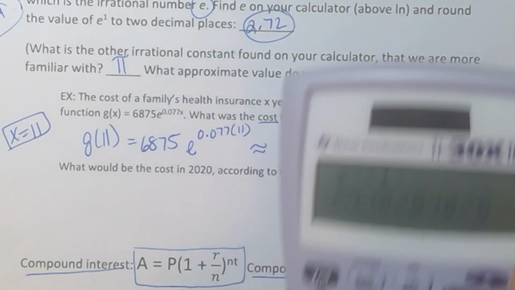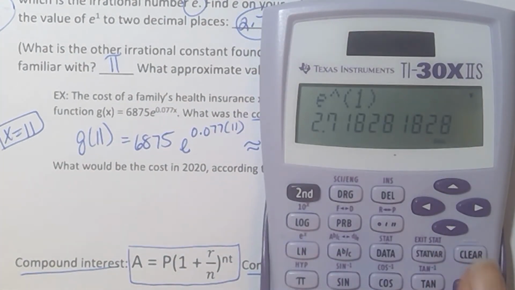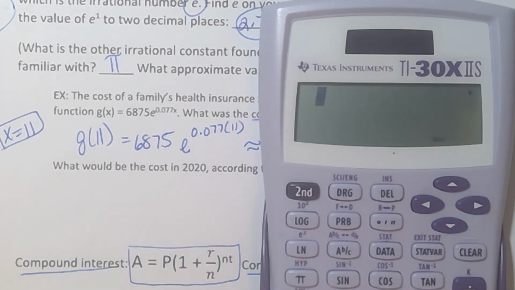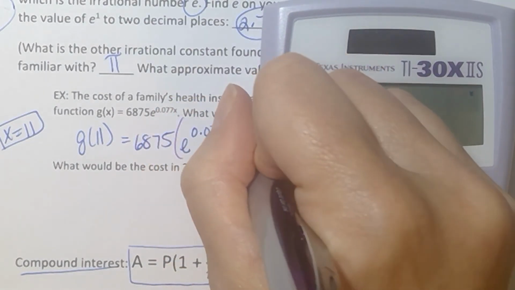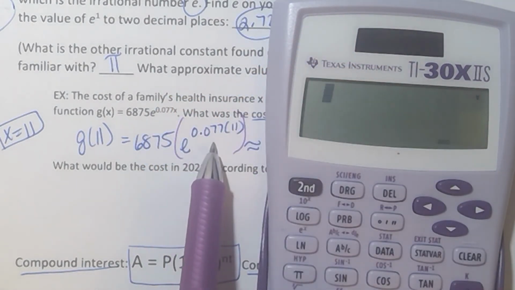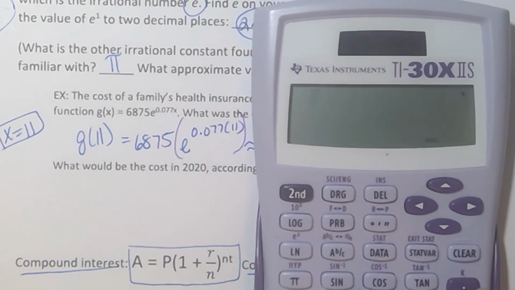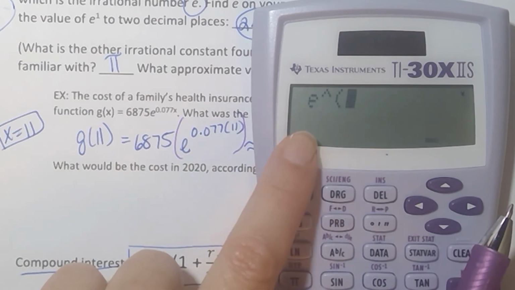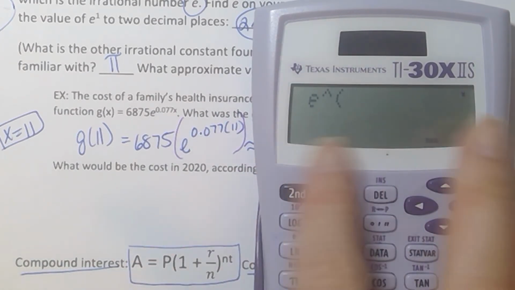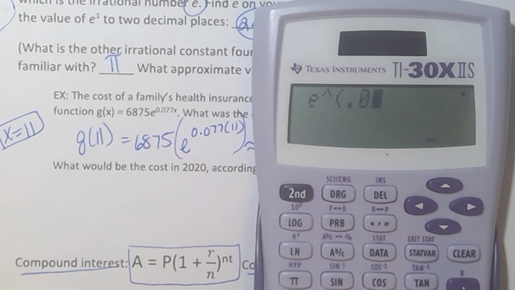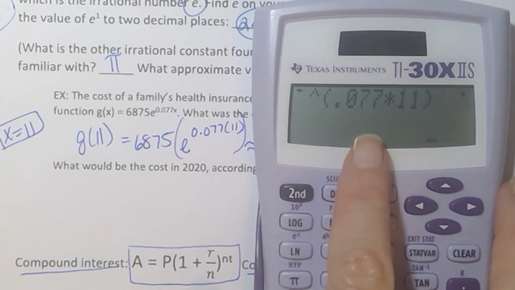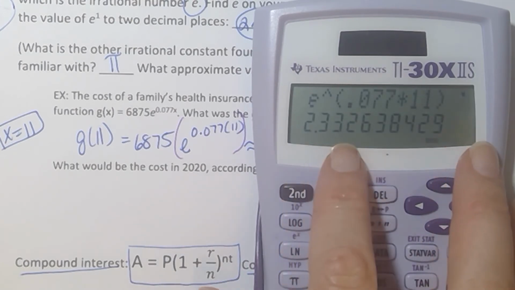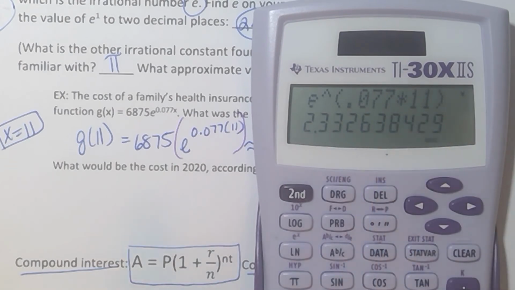You need to be able to do order of operations correctly in your calculator for this problem. We start with parentheses and exponents first. So we do e to the power first, and then we're going to multiply that by 6,875. So I push second natural log to bring up e to the, and then inside that parentheses, I plug in my exponent, 0.077 times 11. I'm going to close my parentheses there and hit enter. That is e to the power of, and then I'm going to multiply that times 6,875.